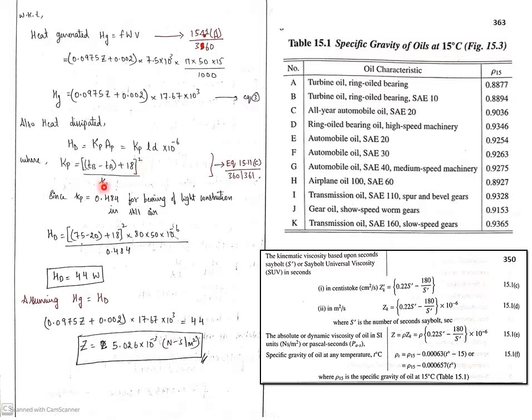So substitute the values of that. Kp is given as a constant. Okay, substitute all the values, we will be getting the Hd value. Assuming Hg is equal to Hd, that is, the generation of heat is also equal to the dissipation, that is, the amount of heat generated between the bearings is equal to the heat dissipation. Then if you equate these two, you will be getting the value of Z in terms of Newton second per meter square.